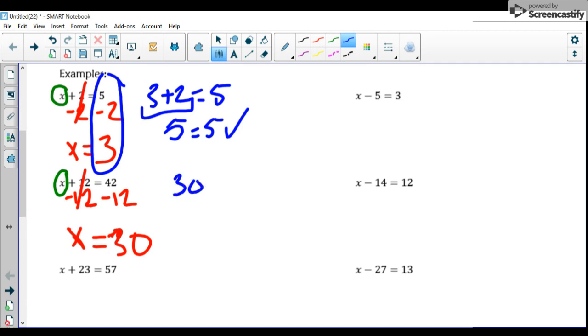Let's check our work super fast. So 30 plus 12 equals 42. Now I know that 30 plus 12 is indeed 42. So when I ask myself, does 42 equal 42? I get to say yes.